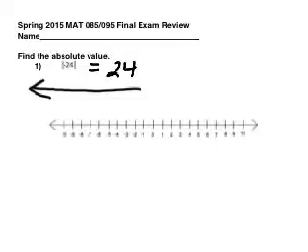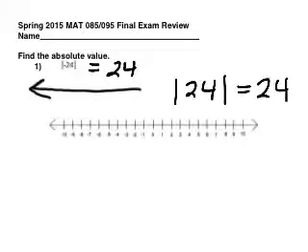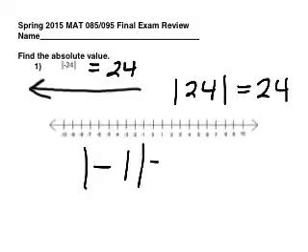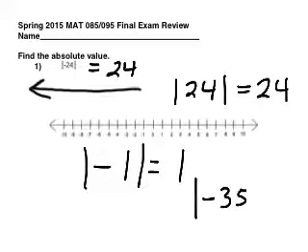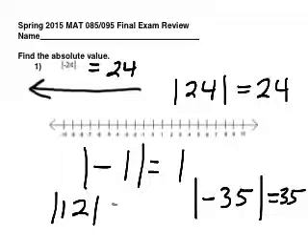So an absolute value is always a positive number. Always a positive number. So the absolute value of a positive 24 would be 24. Absolute value of a negative 1 would equal 1. Absolute value of a negative 35 will equal 35. Absolute value of 12 equals 12.